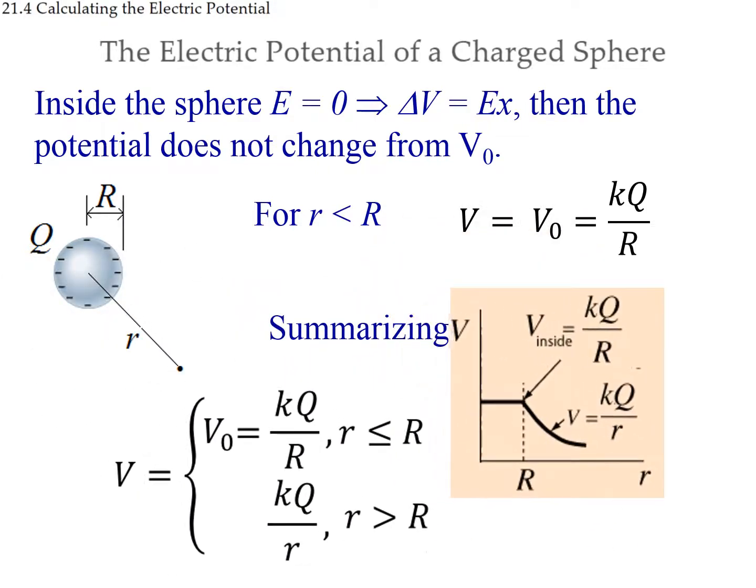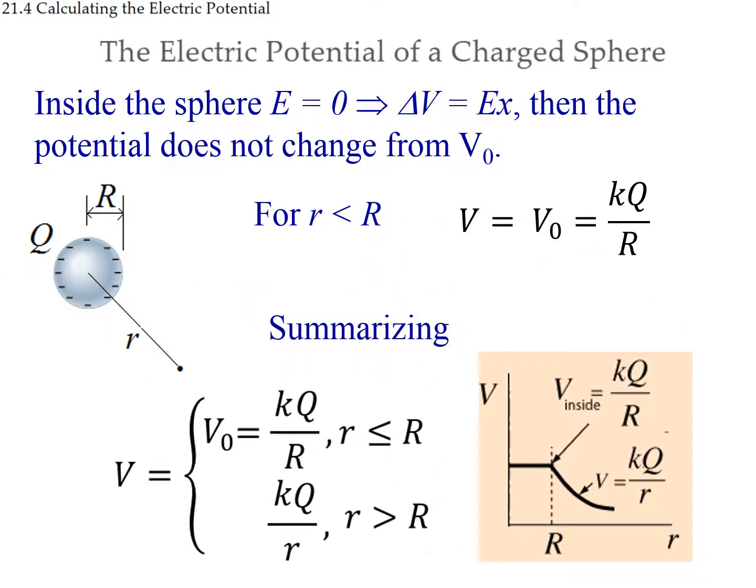Summarizing, we have two different expressions for the potential produced by this charged sphere. One is for the outside, this one here, and one is for the inside. This is constant, and this is varying as a function of r. So if we plot V as a function of r, with this being the radius of the sphere, it is going to be constant at some value, and then it will start decreasing as 1 over r.